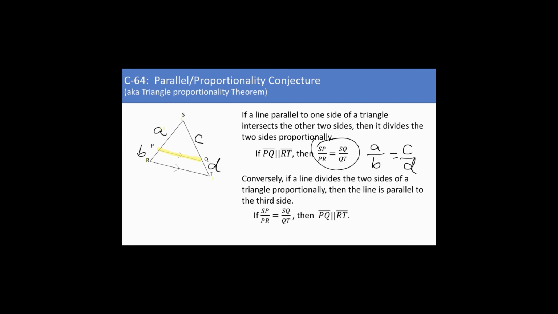And then the converse: if a line divides two sides of a triangle proportionally, so this time, if I know they're proportional, right? Then the line is parallel to the third side. So this is if it's parallel, then you know the sides are broken into proportional parts. And then here, if you have proportional parts, again in a triangle, then you know the lines are parallel.